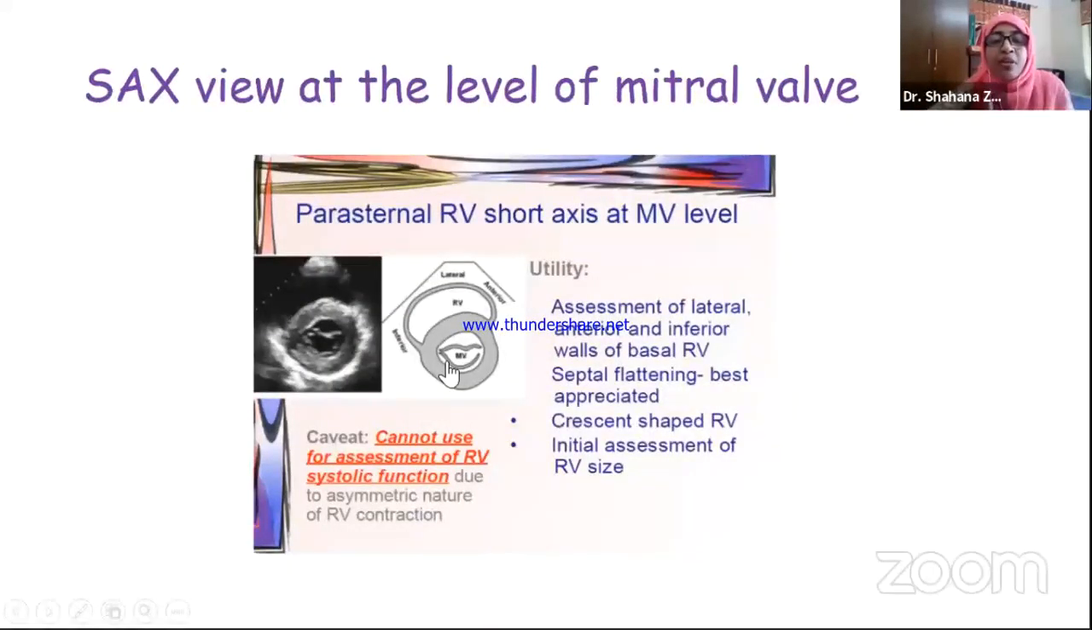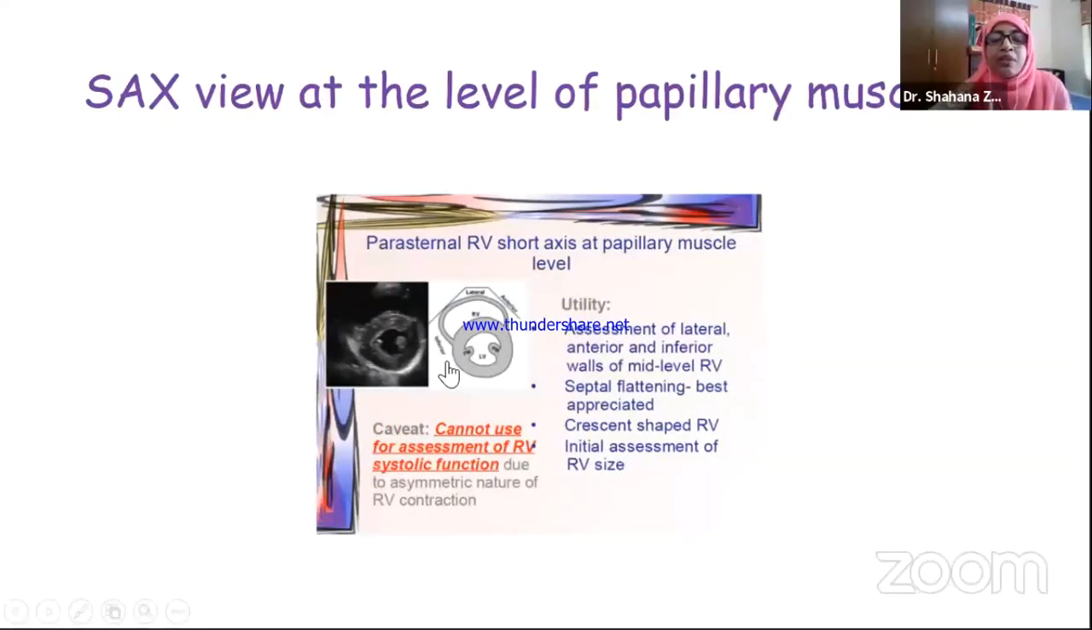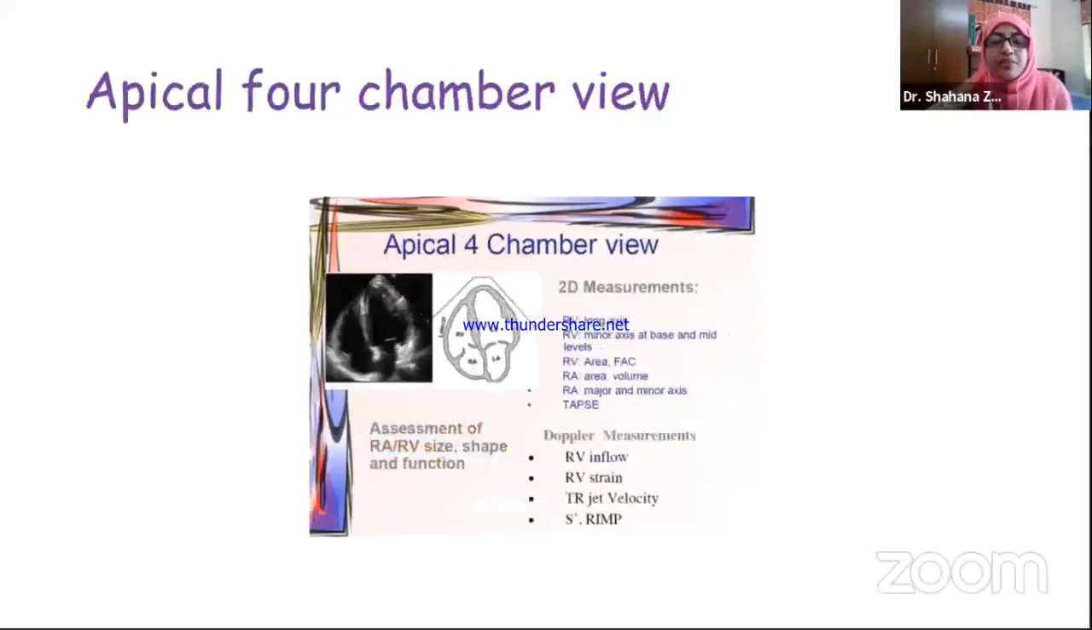Parasternal short axis view at the level of the mitral valve and at the level of the papillary muscle. In both levels, we assess the lateral, inferior, and anterior wall of the mid level of the RV, and septal flattening is well appreciated in this view. And the crescentic shape of the RV inlet. Here we can initially assess the RV size, but we cannot use this view for the assessment of RV systolic function.